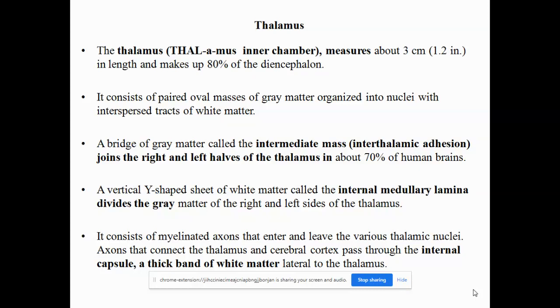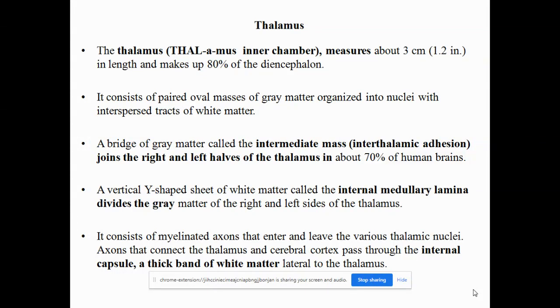So there is a bridge of gray matter called the intermediate mass, also called the interthalamic adhesion, which joins the right and left half of the thalamus in about 70% of human brains. So the right and left halves of the thalamus are joined together by a central or intermediate mass called the interthalamic adhesion.